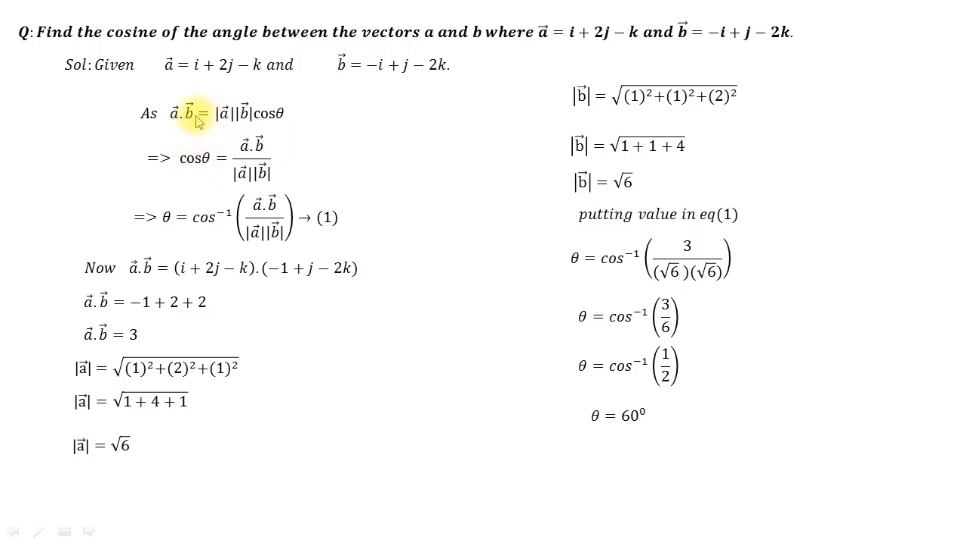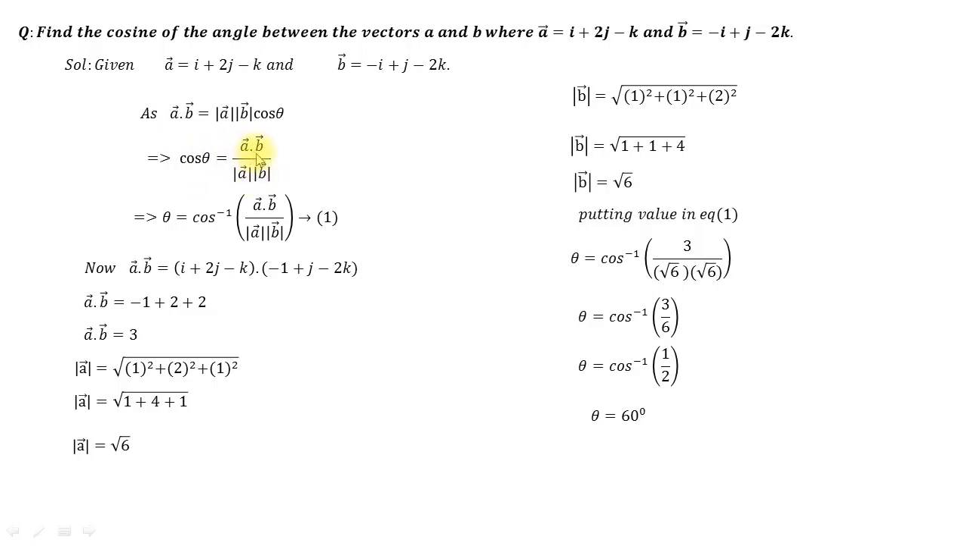So using this formula, a dot b is equal to magnitude of a times magnitude of b times cos theta, we can write cos theta as a dot b divided by magnitude of a times magnitude of b. If we had to find only theta, then we would use the inverse, cos inverse of a dot b divided by magnitude of a times magnitude of b. But we only have to find the cosine of the angle. So this is the required result: cos theta is equal to a dot b divided by magnitude of a times magnitude of b.